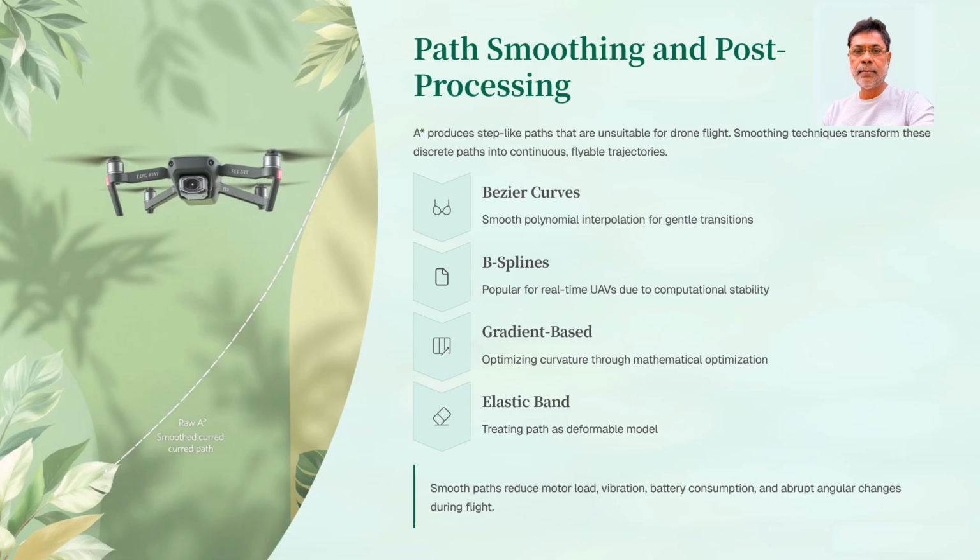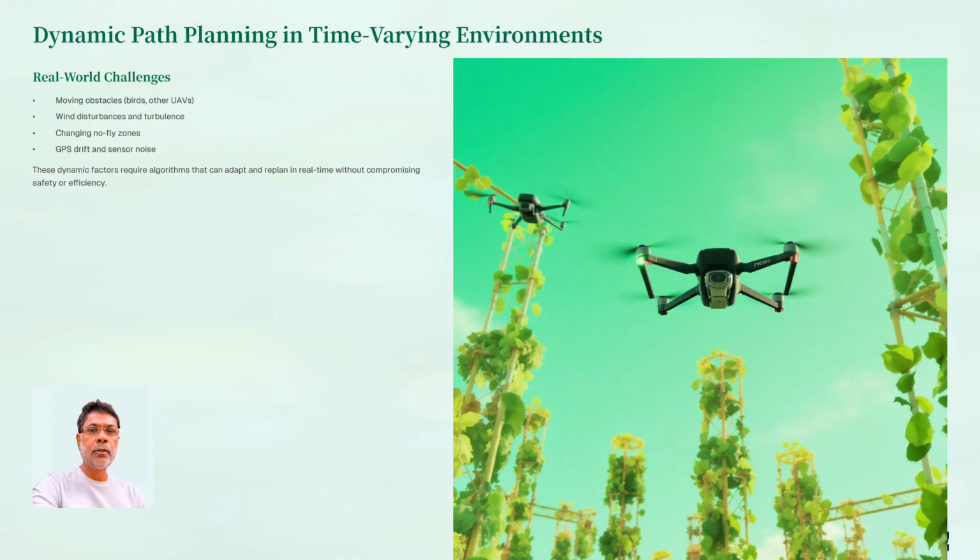In real-world operations, drones often fly through environments that are constantly changing. They may encounter moving obstacles, such as birds or other UAVs, sudden wind gusts or turbulence, shifting no-fly zones, or even GPS drift and sensor noise. Because these conditions evolve over time, drones require path planning algorithms that can quickly adapt, capable of re-evaluating and replanning routes in real time while maintaining safety and efficiency.